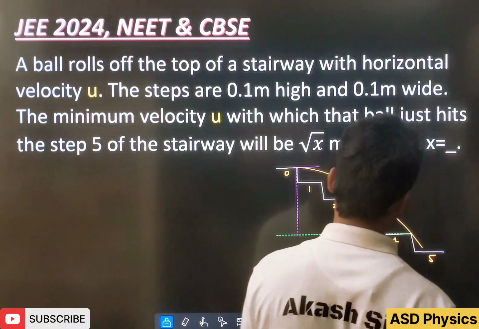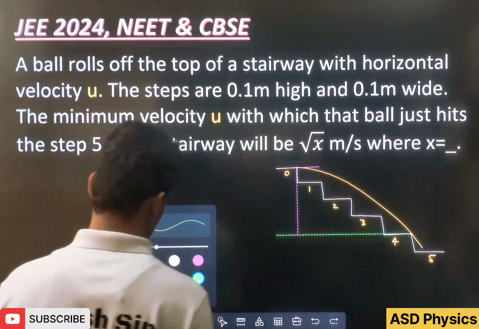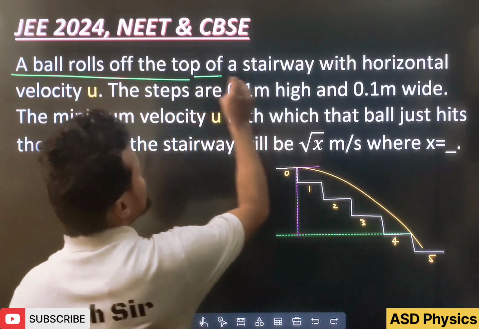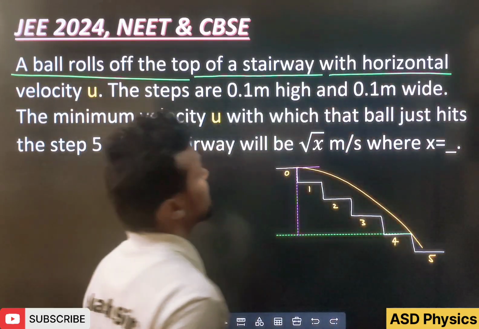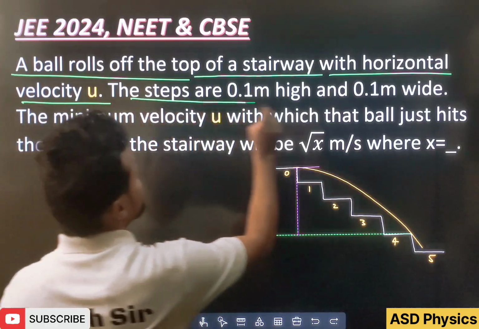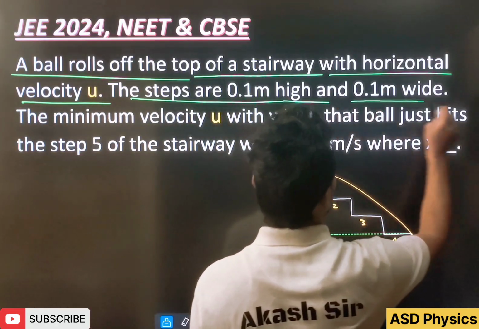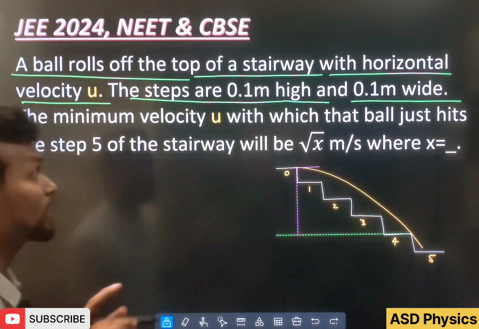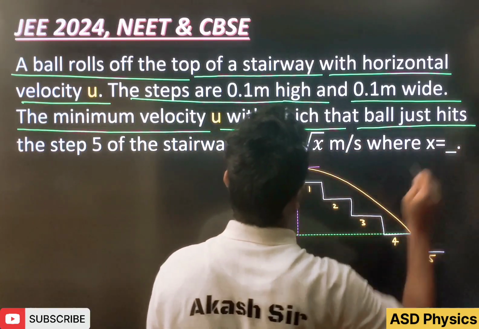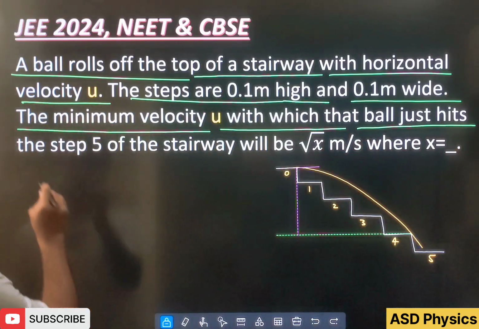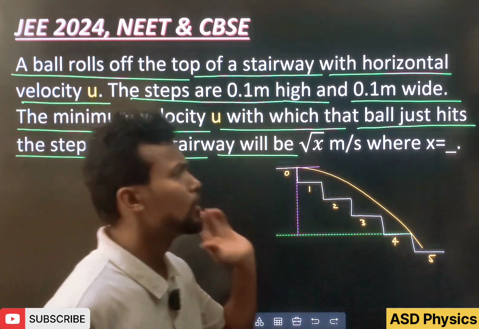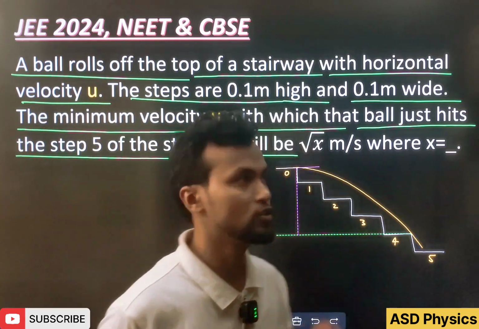Okay. Now students, let's see the last question. A ball rolls off the top of a stairway with horizontal velocity u. The steps are 0.1 meter high and 0.1 meter wide. The minimum velocity u with which the ball just hits step 5 of the stairway will be root x meter per second. Then what is the value of x?